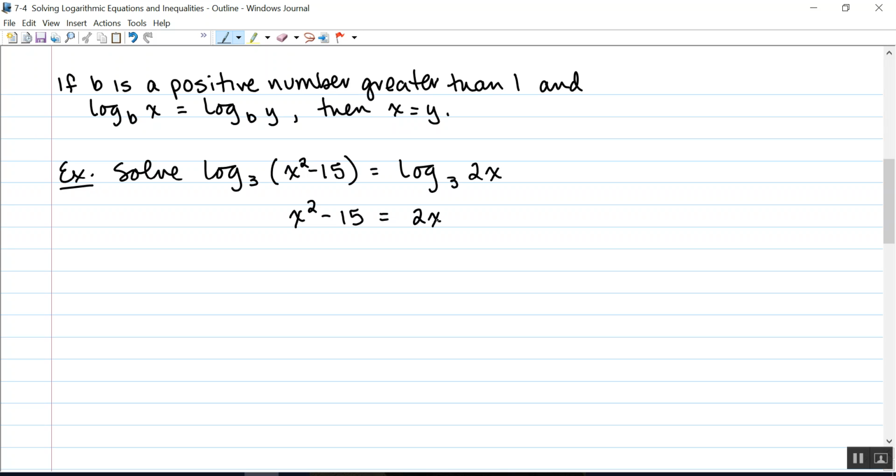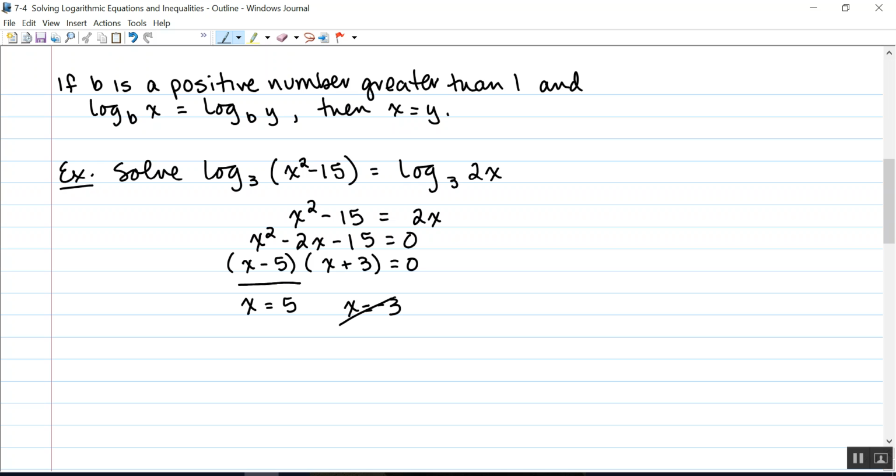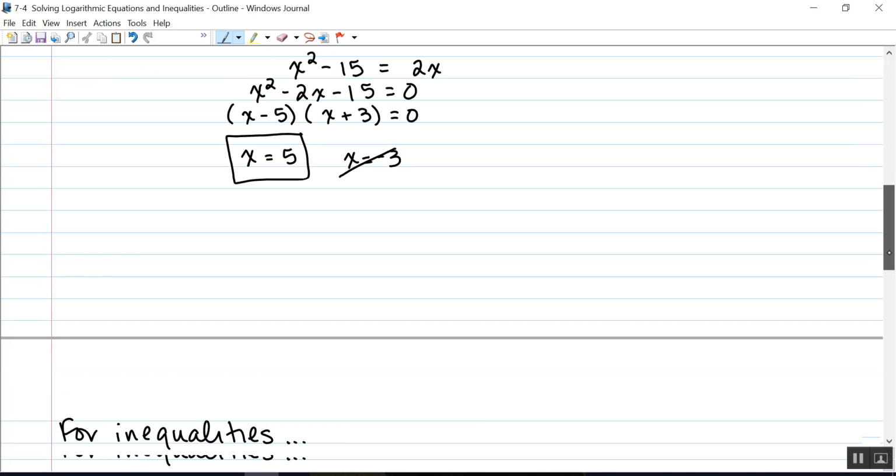And I realize this is a quadratic equation because it has an x squared. So to solve that, I'm going to set it equal to 0. So subtracting 2x on each side. Let's factor that. That's going to give me x minus 5 times x plus 3 equals 0, or x equals 5 and x equals negative 3. And since you can't take the log of something negative, x cannot equal negative 3, so x is equal to 5.